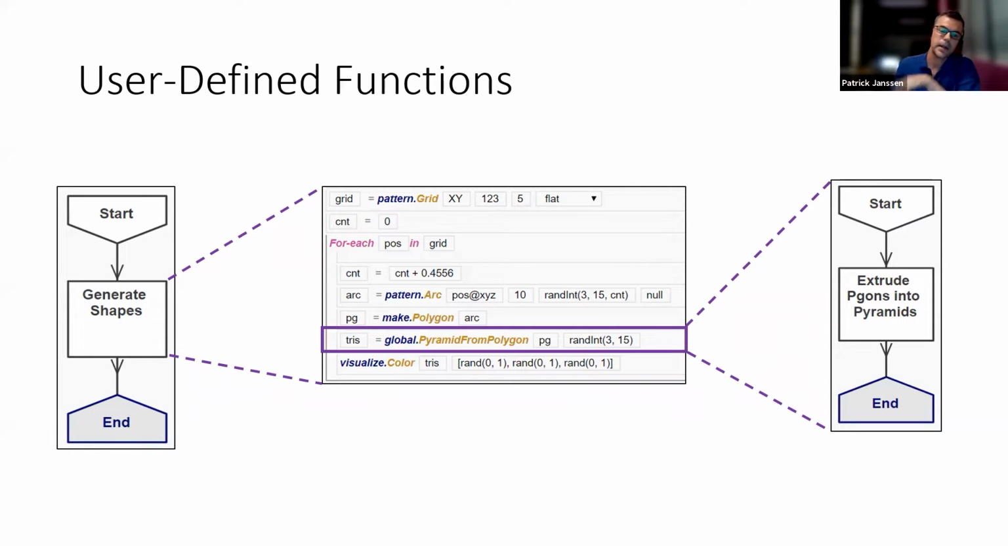One of the functions is this one called global.pyramid from polygon.